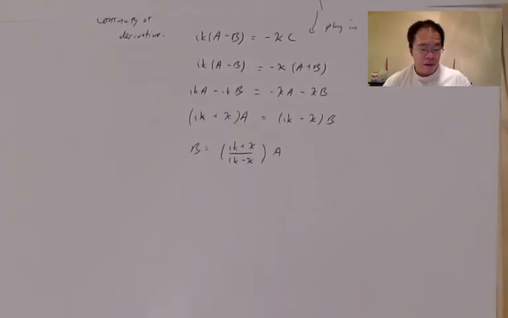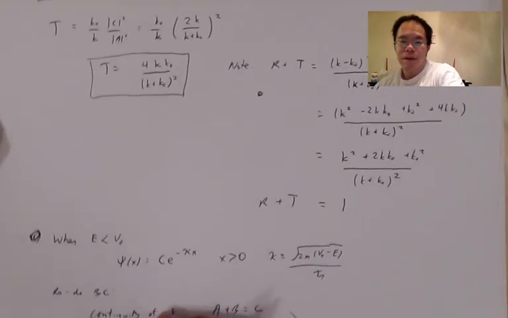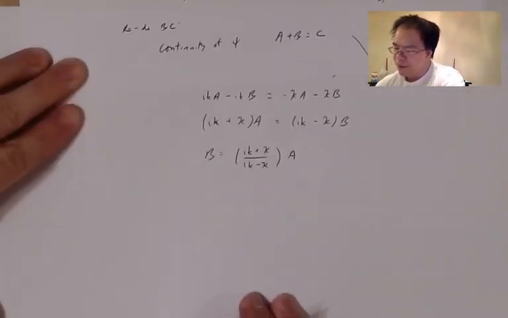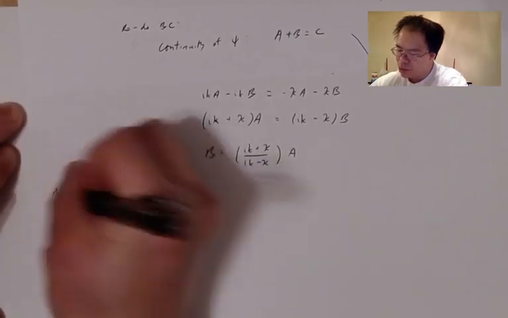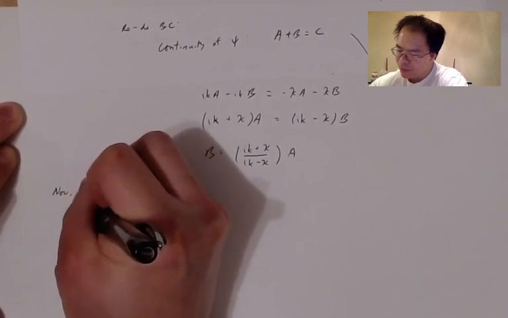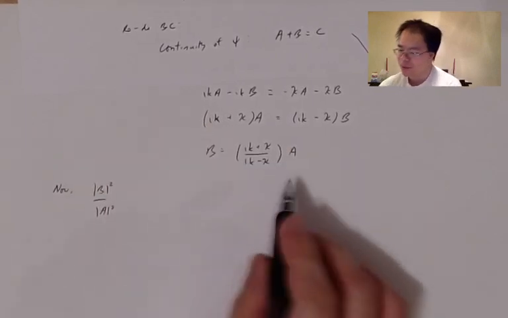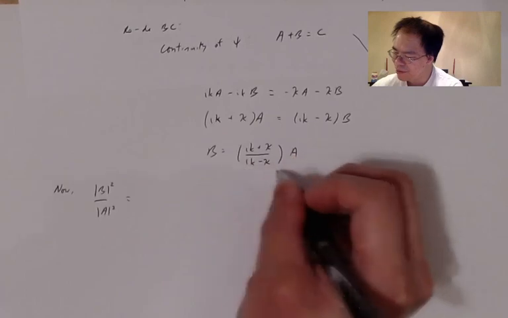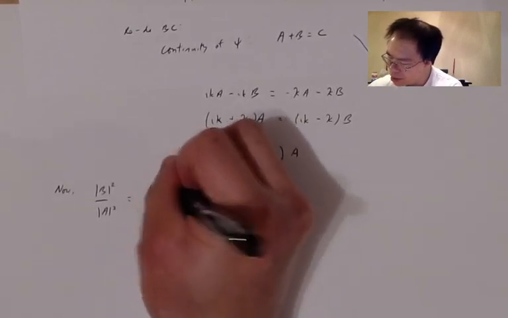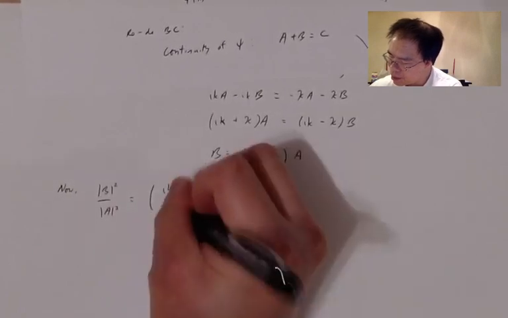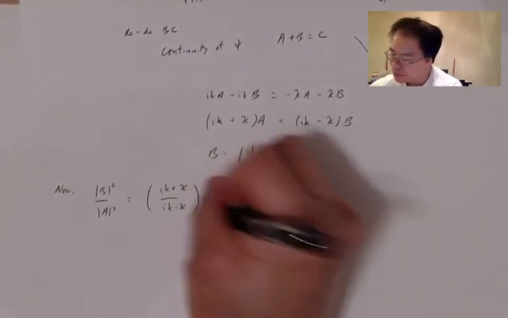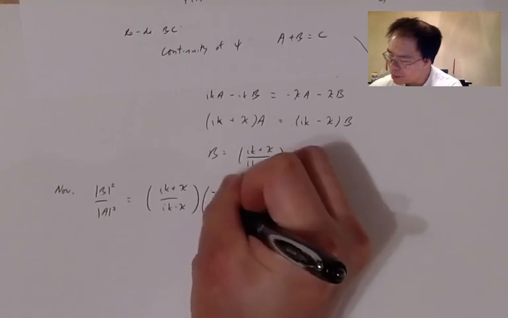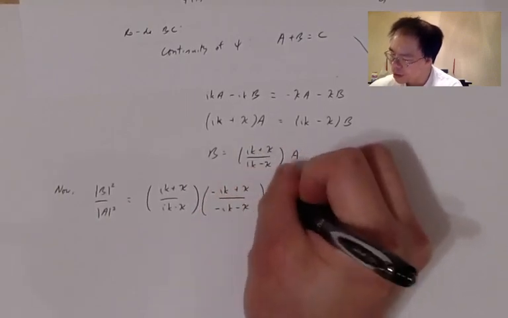So once again, now I can go and calculate my reflection coefficient. So if I do b squared divided by a squared, I'll just pull the a out and complex conjugate this thing over here. So I get ik plus kappa over ik minus kappa. Complex conjugate this. So let's see, that would be minus ik plus kappa over minus ik minus kappa.